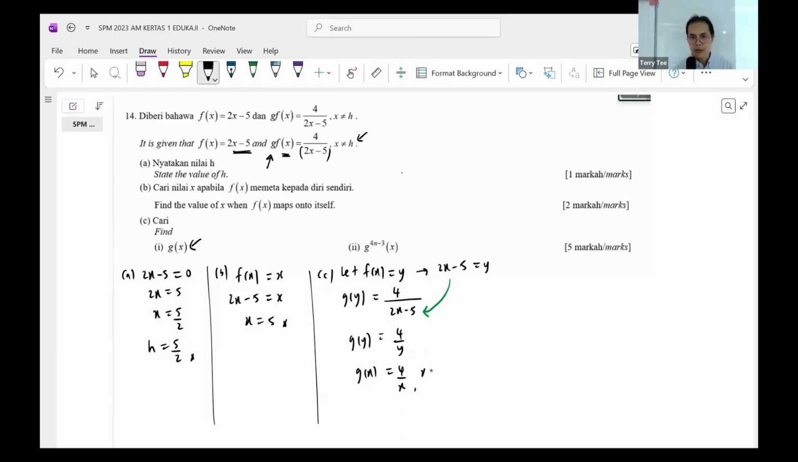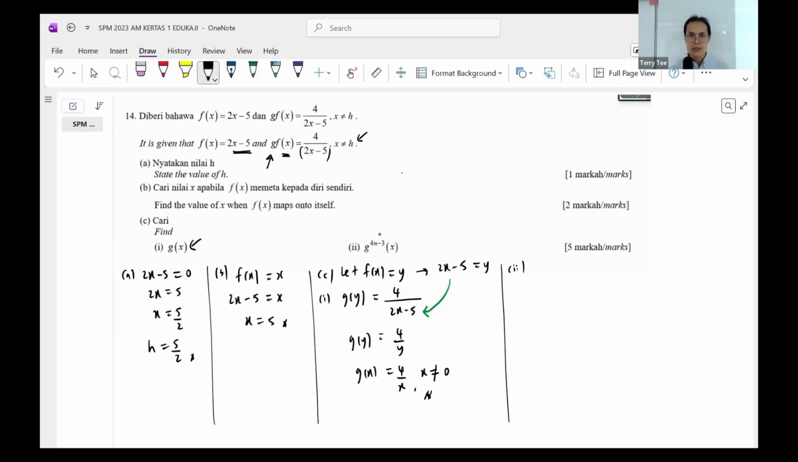Now, the thing is, every time your denominator involves x, we're going to let it be 0, solve for x, and right here, x cannot be 0. Okay, I got my C Roman 1. Okay, C Roman 2, there's a pattern that you have to figure out.